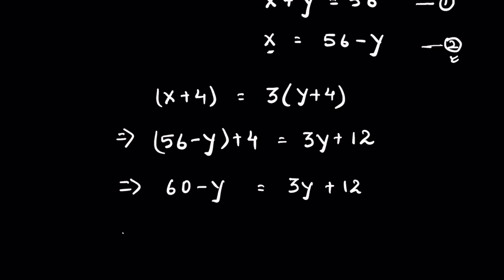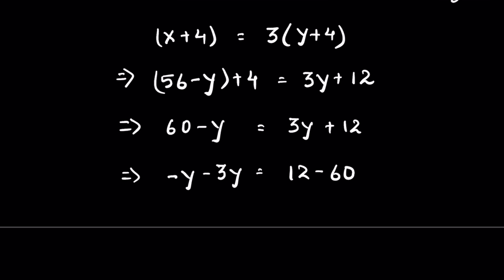Now let's send variables to one side and numbers to one side. So minus Y, 3Y to the left hand side will be minus 3Y, 12 minus 60. Minus Y and minus 3Y means minus 4Y is equal to 60 minus 12, which is 48, and with the negative sign it will be minus 48.